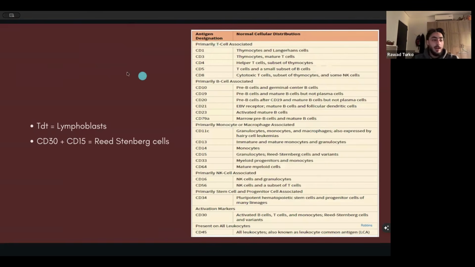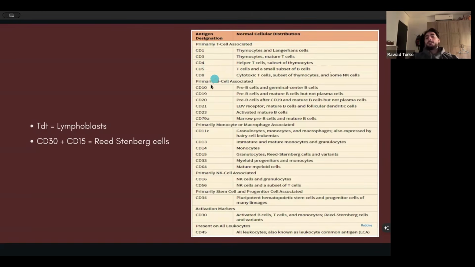Before we move on, I just want you to remember a few of these very, very important cell markers. So CD1, CD3, CD4, and CD5. CD5 is the one that I want you to focus on the most. And CD8 is going to be primarily T cell associated. You could see CD5 in some small subset of B cells, just like we'll see later on in one of the cancers. But pretty much all of the time, these are going to be specific to T cells.